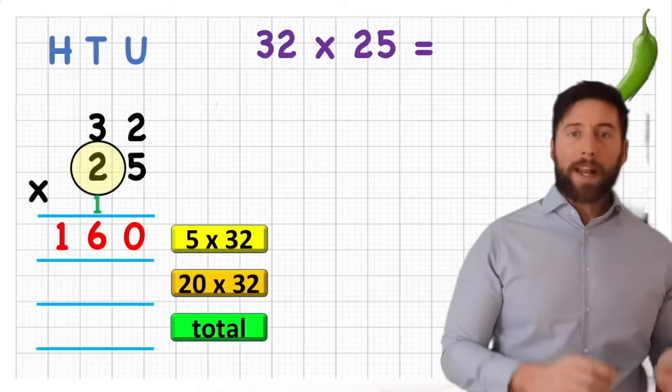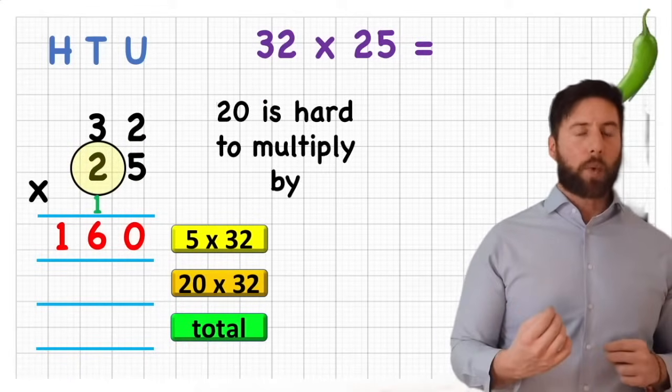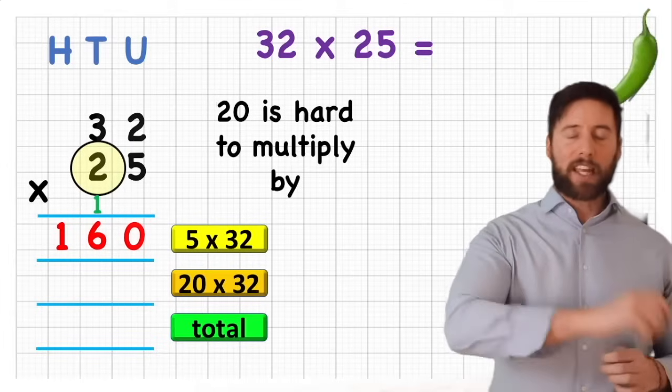Now I'm going to do 20 times 32, but I don't want to look at it as a 20, and here's the thing that's going to get tricky. Okay?